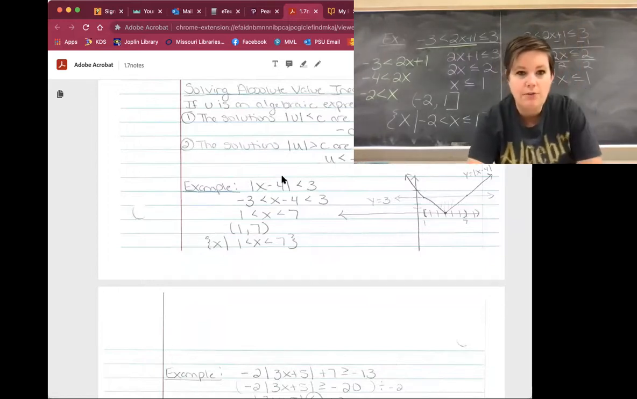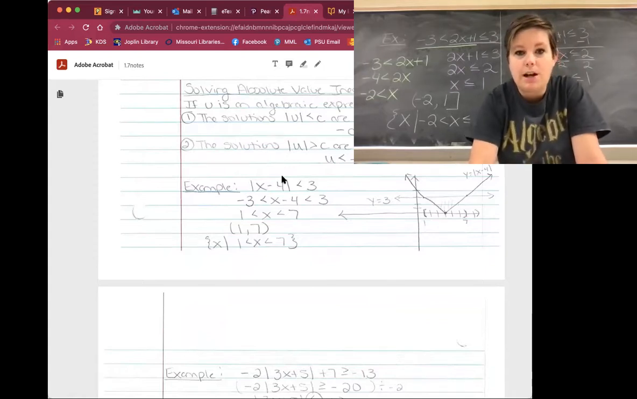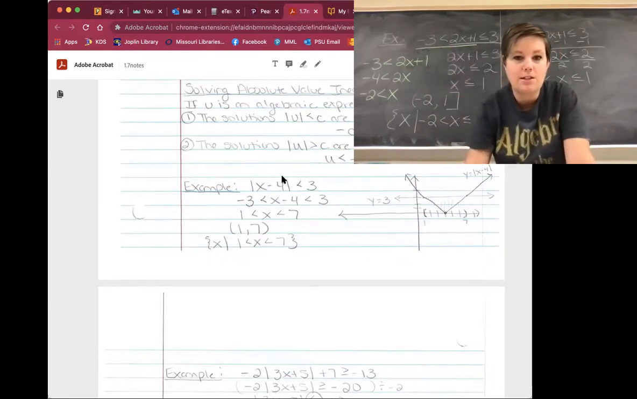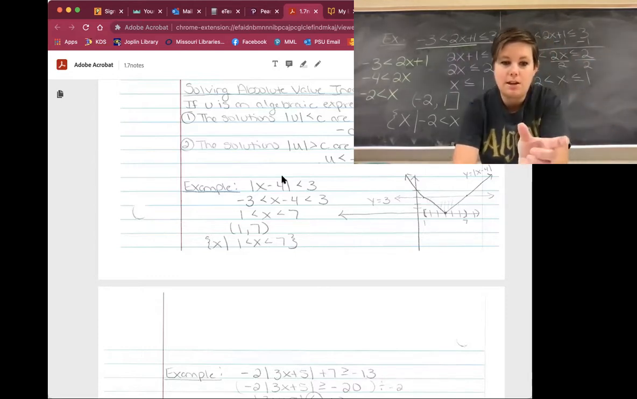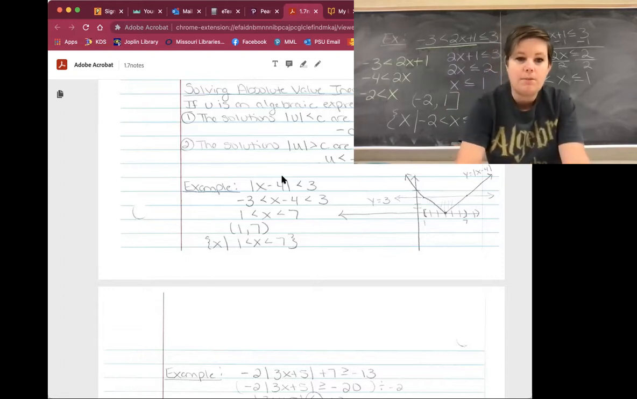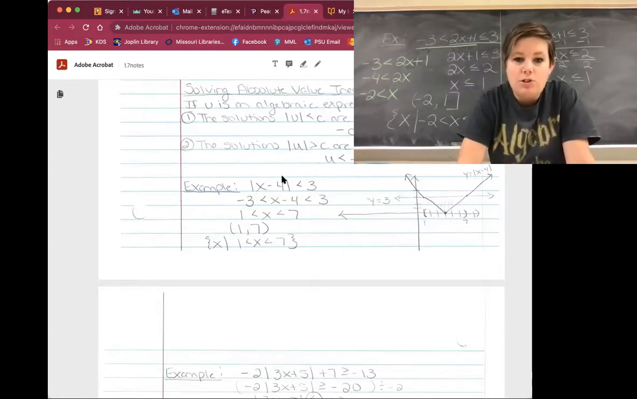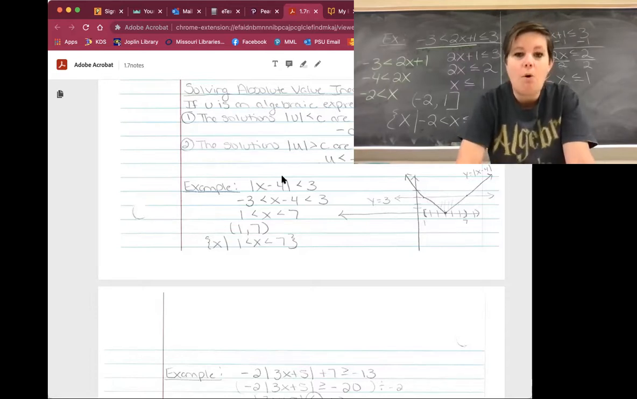Okay, so if you are solving an absolute value inequality, we say if U is an algebraic expression and C is a positive number, the solutions to the absolute value of U is less than C are the numbers that satisfy negative C is less than U, which is less than C. If we have the absolute value of U is greater than C, then the solutions are the numbers that satisfy U is less than negative C or U is greater than C.